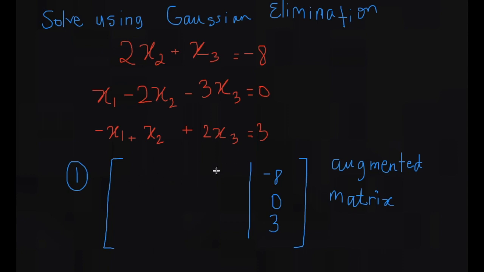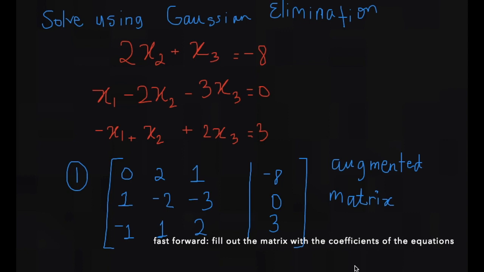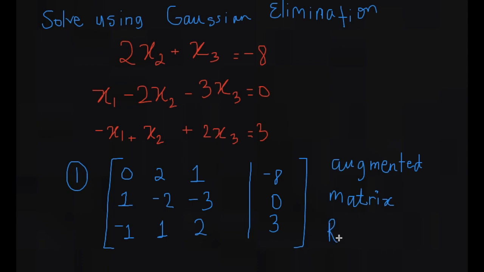Next, in each row, we're going to fill out each equation one by one. The very first equation does not have an x1 value, therefore it will get 0 as a placeholder. Next, we're going to put the coefficient in front of x2, which is a 2. We are going to try to use matrix operations to reduce this matrix down to row echelon form. Row echelon form is simply abbreviated as REF.